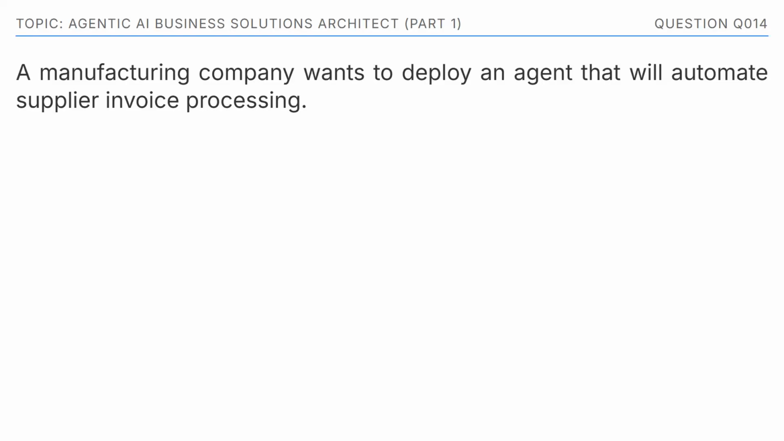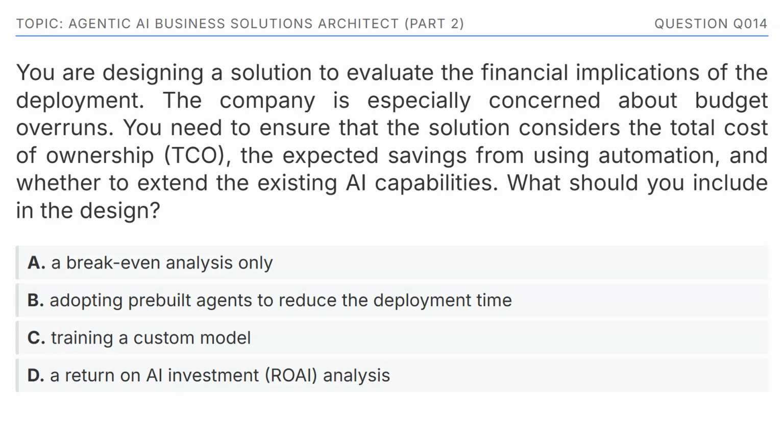A manufacturing company wants to deploy an agent that will automate supplier invoice processing. You are designing a solution to evaluate the financial implications of the deployment. The company is especially concerned about budget overruns. You need to ensure that the solution considers the total cost of ownership, TCO, the expected savings from using automation, and whether to extend the existing AI capabilities. What should you include in the design?